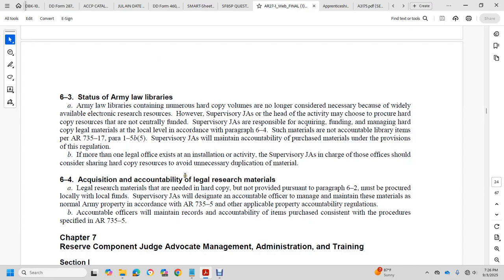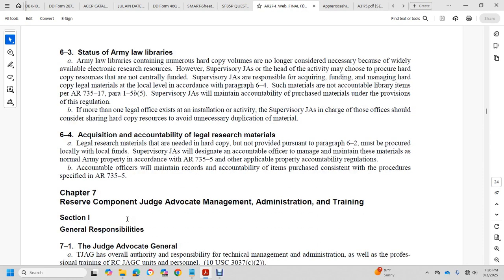6.4 Acquisition and accountability of legal research material. Legal research for the need of hard copy not provided pursuant to paragraph 6.2 must be procured with local funds. The supervisor judge advocate designates an accounting officer for the management of the materials as normal Army property in accordance with Army Regulation 735-5 and other applicable property accountability regulations. The accounting officer maintains records with accountability of items purchased consistent with the procedures specified in Army Regulation 735-5.